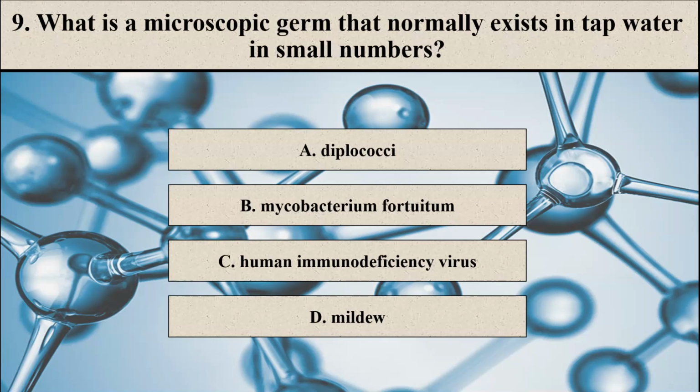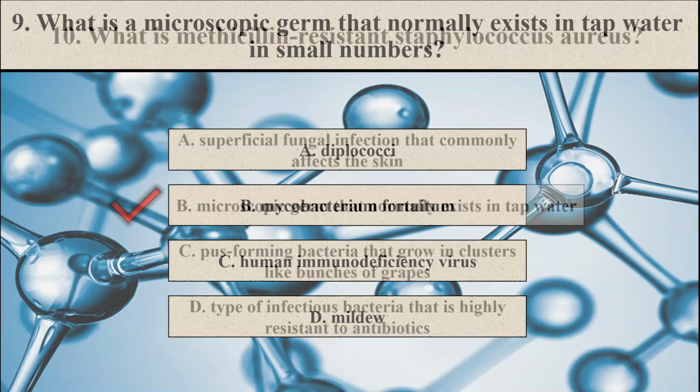What is a microscopic germ that normally exists in tap water in small numbers? Diplococci, Mycobacterium fortuitum, human immunodeficiency virus, mildew. If you chose B, Mycobacterium fortuitum, you are correct.